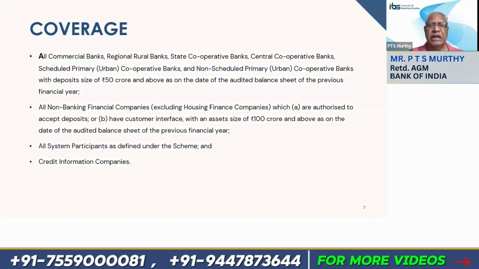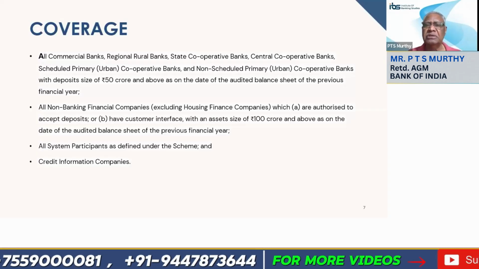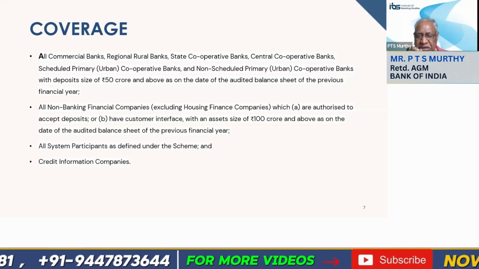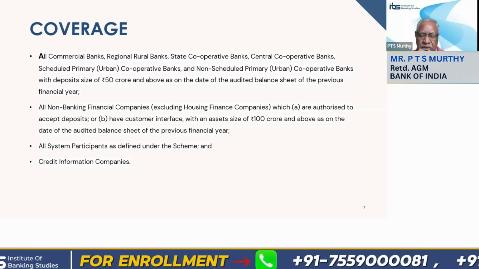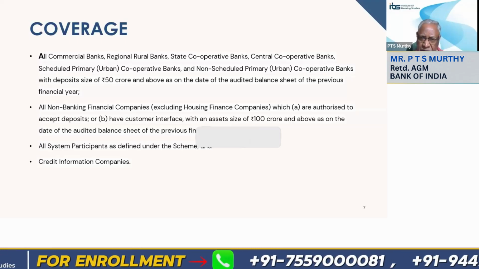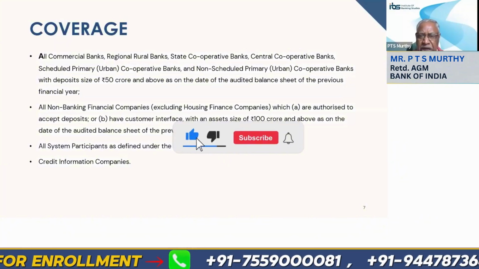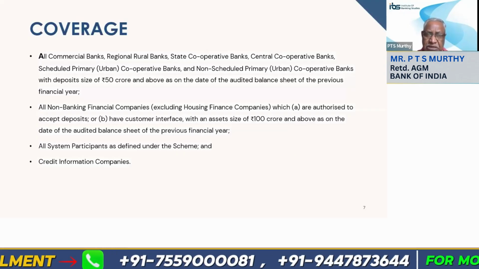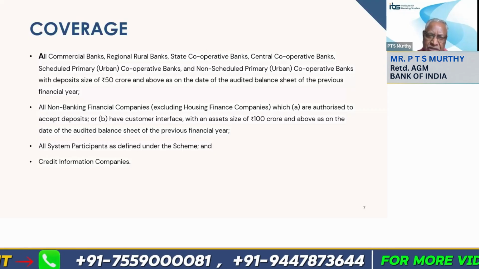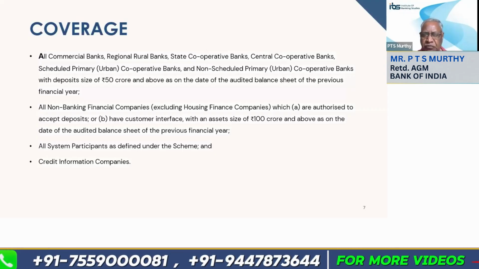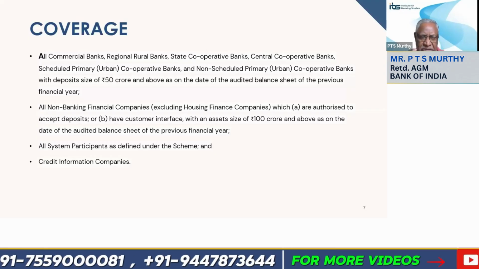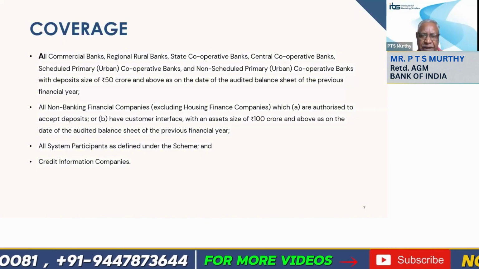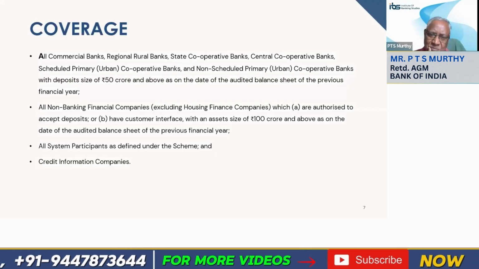Secondly, as far as you can see that all commercial banks, RRBs, state cooperative banks, district central cooperative banks, then urban cooperative banks, as far as the non-scheduled urban cooperative banks are concerned, if the deposit size is 50 crores and above, then only they are covered, or they are not covered. Otherwise, if it is a scheduled urban cooperative bank, it is covered automatically. But if it's a non-scheduled urban cooperative bank, then asset size should be 50 crores. If you remember, I also told you, the central cooperative banks, we call DCCBs, they are not scheduled banks, but even then, irrespective of their asset size, they are covered under the Integrated Ombudsman Act.